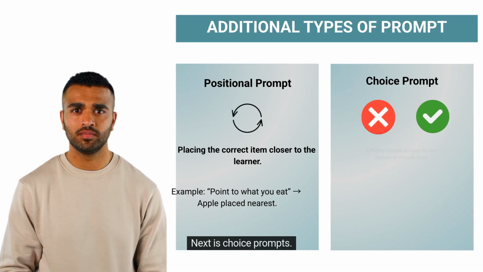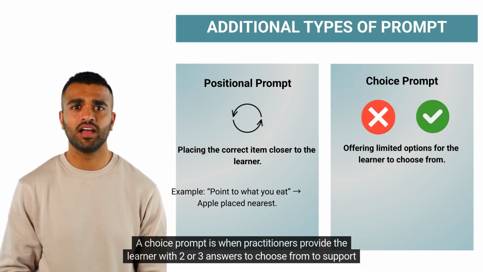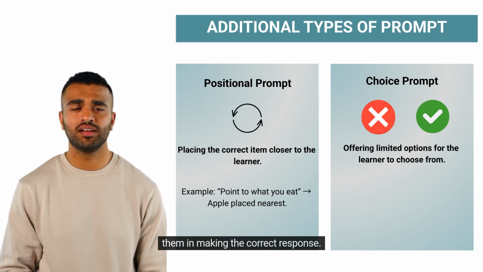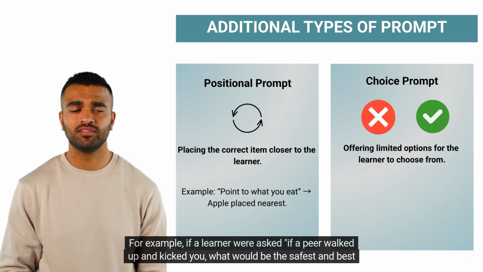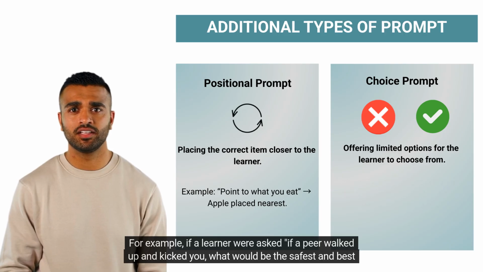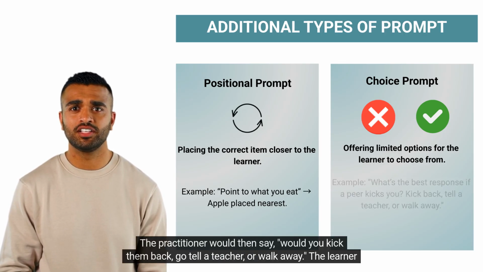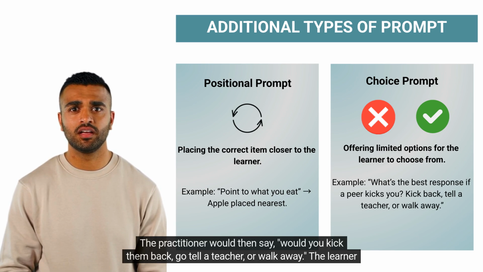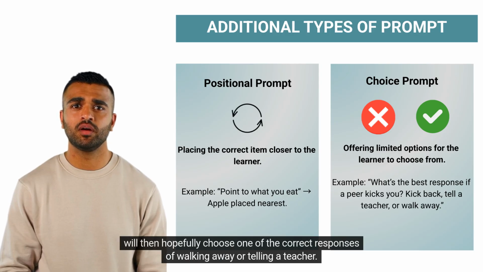Next is choice prompts. A choice prompt is when practitioners provide the learner with 2 or 3 answers to choose from to support them in making the correct response. For example, if a learner were asked, if a peer walked up and kicked you, what would be the safest and best way to handle the problem? The practitioner would then say, would you kick them back, go tell a teacher, or walk away? The learner will then hopefully choose one of the correct responses of walking away or telling a teacher.